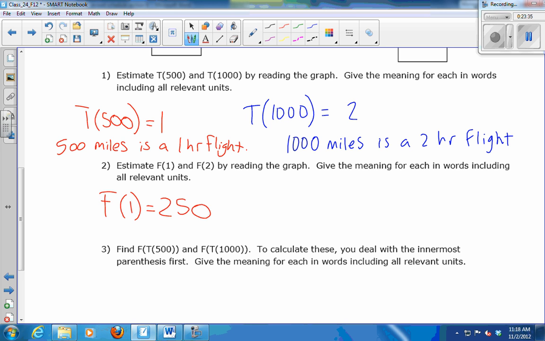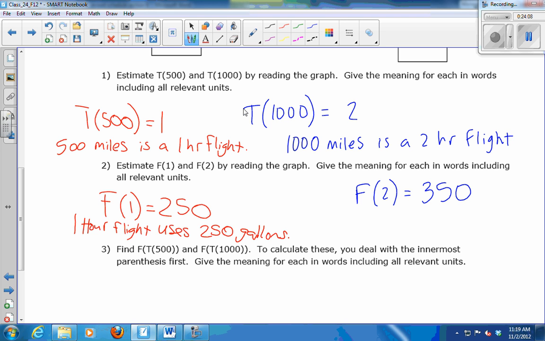And we already have f of 1. What is f of 2? About 350. Get that from the graph. And then to translate to words, it was f of t, right? And f was fuel, t is time. So this says that a one-hour flight uses 250 gallons of gas. And what does f of 2 equals 350 say? 2 hours uses 350 gallons.